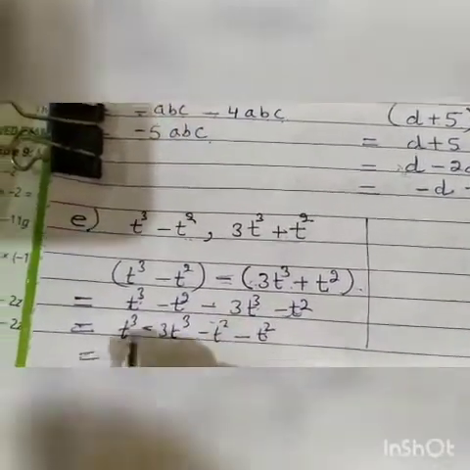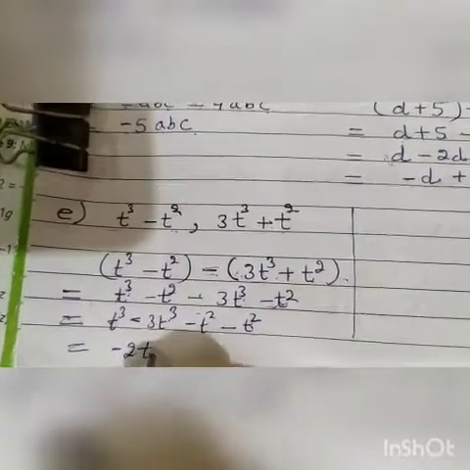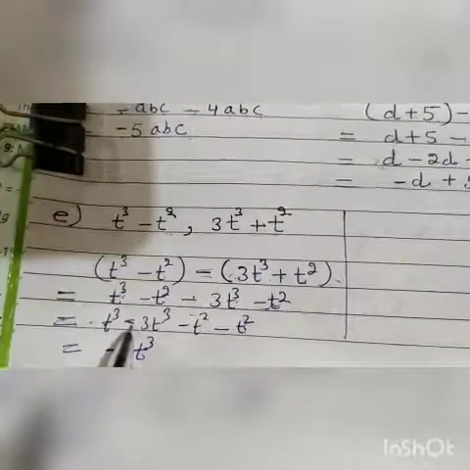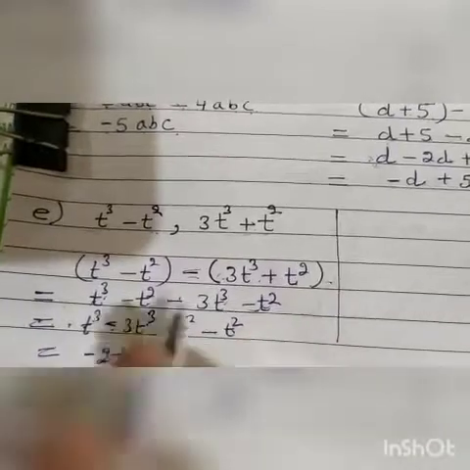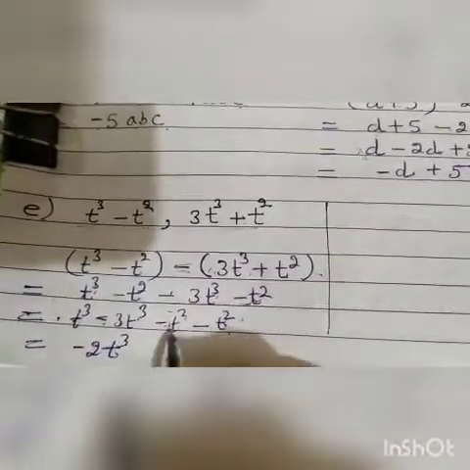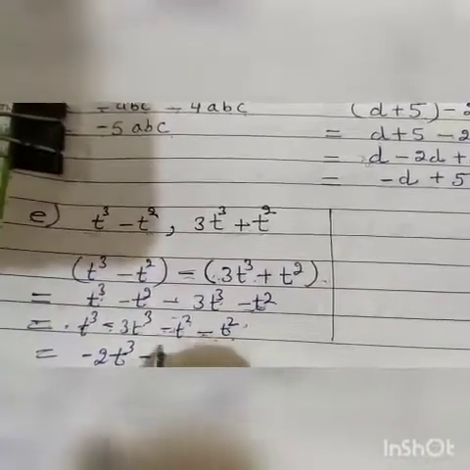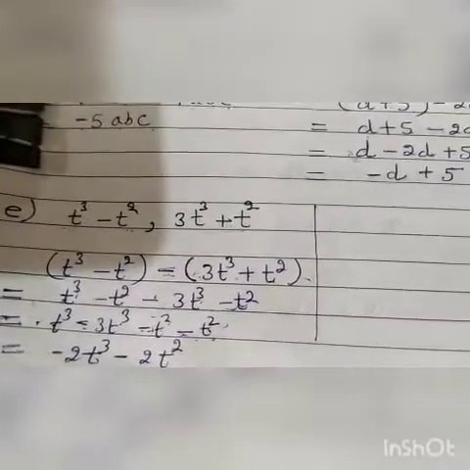So this t cube minus 3t cube, it will become minus 2t cube, because this is plus sign, this is minus sign. So we will subtract this plus 1 from this minus 3. We get minus 2t cube. Now minus 1t square minus 1t square. Both are with negative sign. So we will add these numbers, minus 1 and 1, 2, minus 2t square.